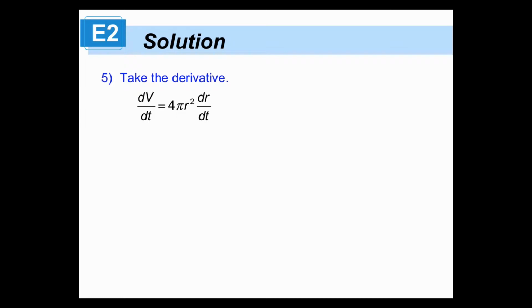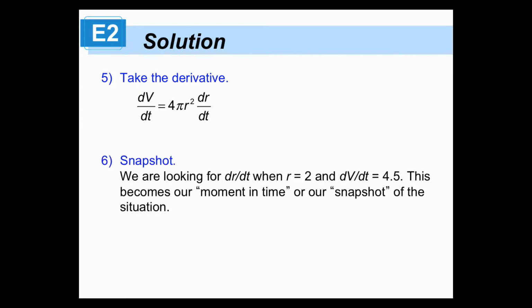We know dv dt, and we know r, correct? So this is a general equation. We can answer a question about the balloon at any point in time, but now we want to look at one particular point in time, which we call the snapshot, and that's when r is equal to 2. So when r is equal to 2, we know that dv dt is 4.5.